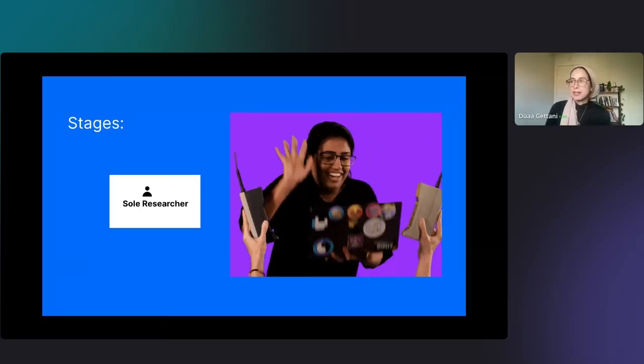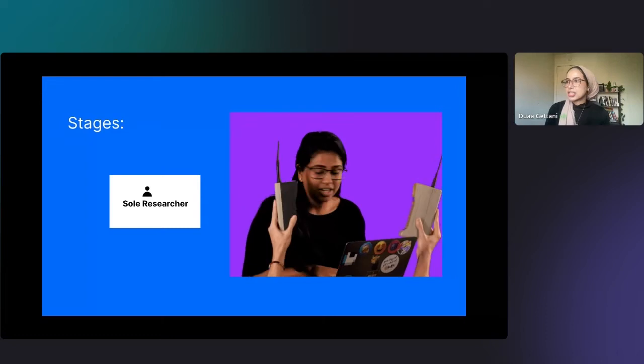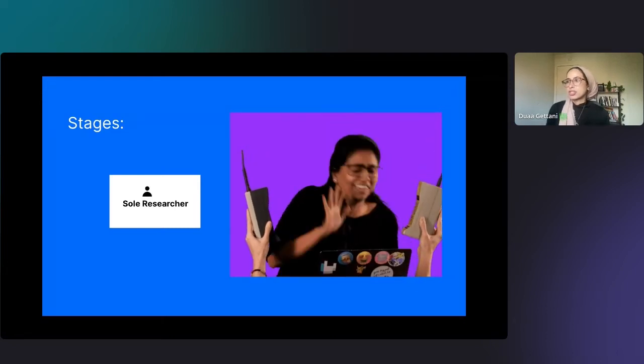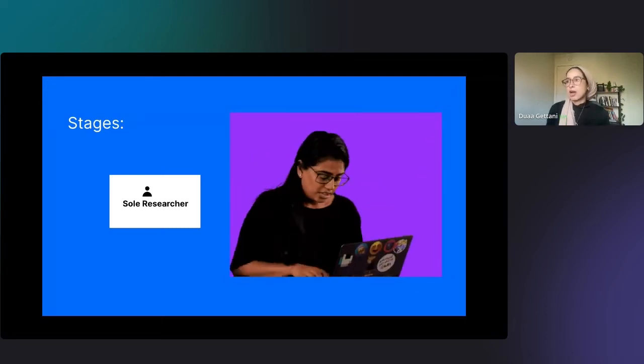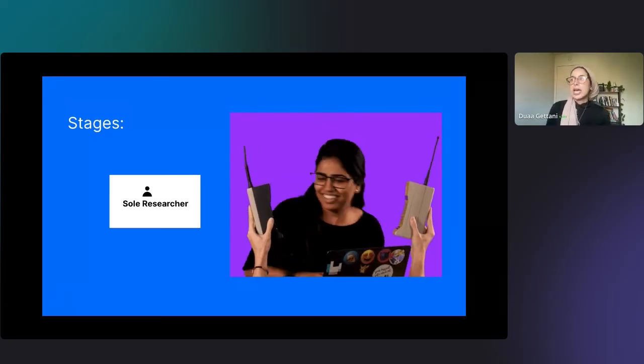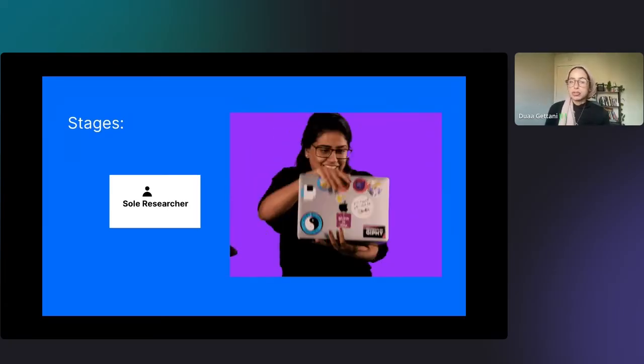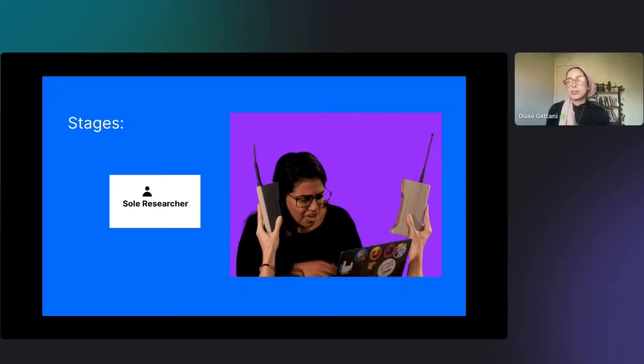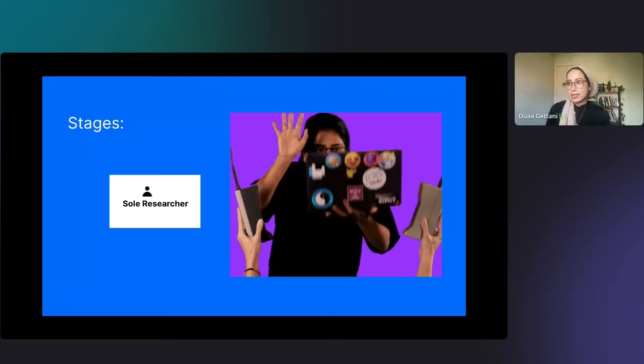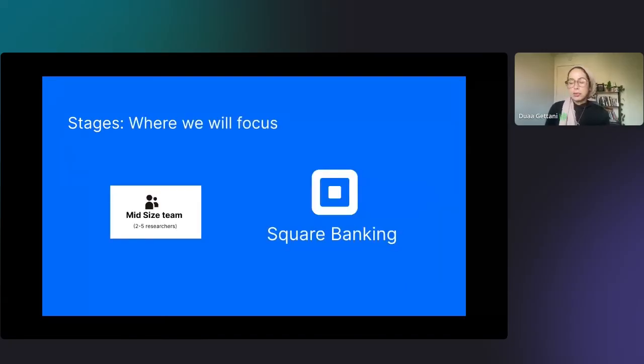For sole researchers, probably the biggest challenge is educating on how research works within your company and having impact to drive growth, and drive the growth of the research team, as well as prioritizing projects that will allow for that to happen. And where we will focus today is that mid-sized team, and that's where I am at Square Banking.